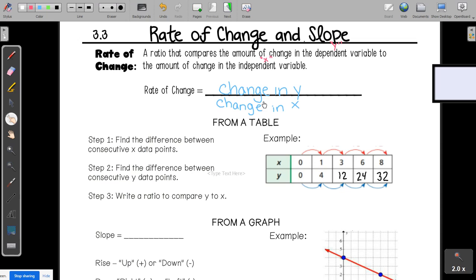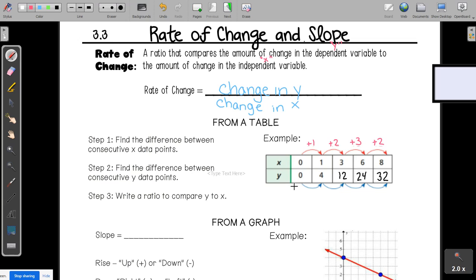So let's look at it from a table. We have a table over here. First thing we need to do is find the difference between consecutive x data points. So from 0 to 1 is a difference of 1. From 1 to 3 is 2, 3 to 6 is 3, and 6 to 8 is 2.